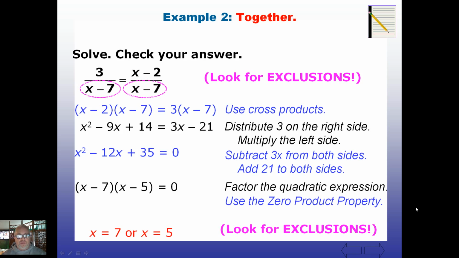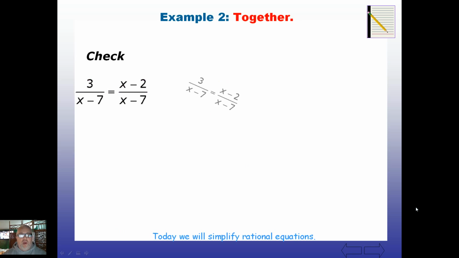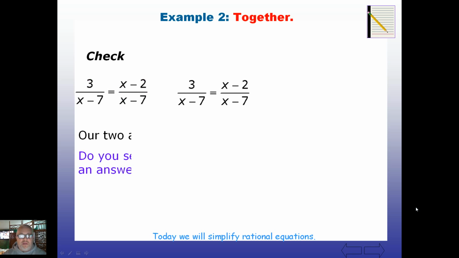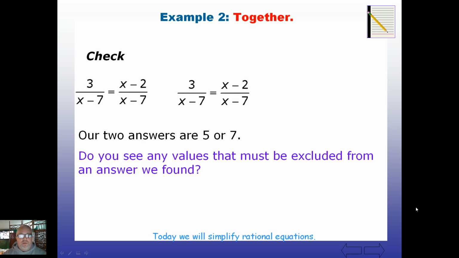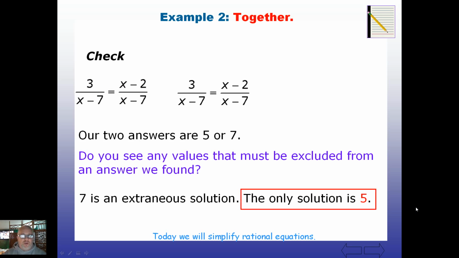Looking for exclusions, look back at your original problem. Is there a value we found that cannot work here? Well, if you do plug a 7 into the denominator, what do we see? Do you see any values that must be excluded from our answer we found? Looks to me like 7 is an extraneous solution. 7 minus 7 would be 0, so our only solution here is 5.